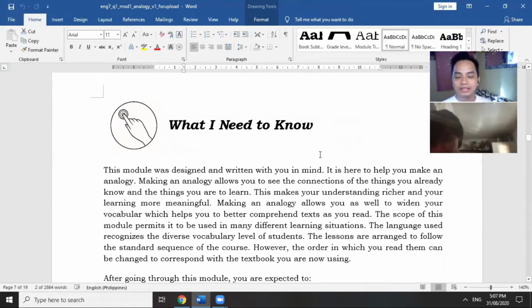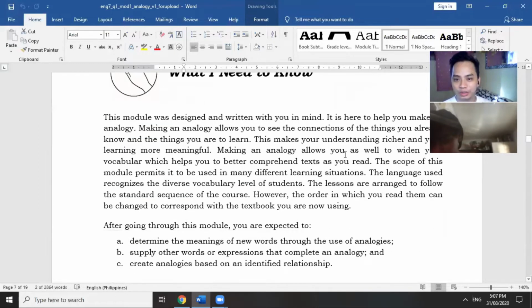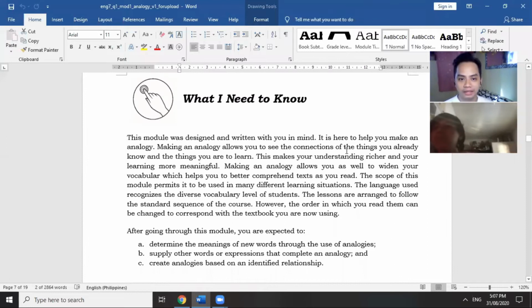This module was designed and written with you in mind. It is here to help you make an analogy. Making an analogy allows you to see the connections of the things you already know and the things you are to learn. This makes your understanding richer and your learning more meaningful. Making an analogy allows you as well to widen your vocabulary, which helps you to better comprehend texts as you read. The scope of this module permits it to be used in many different learning situations.